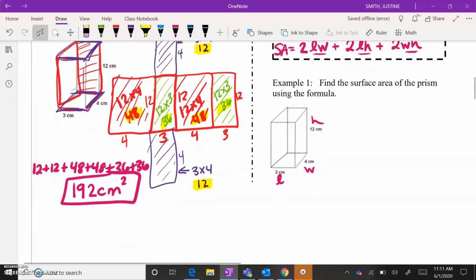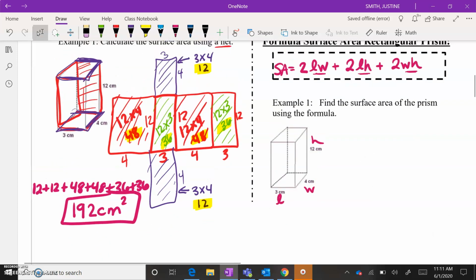All right, so in this example, if I plug it into my formula, the most important thing is that you label these so when you're plugging them in, you don't end up plugging it in more times than you need to. Okay, so now I'm going to do 2 times, I labeled 3 as the length and the width as 4, plus 2 times the length of 3 again, times the height of 12, plus 2 times the width of 4, times the height of 12.